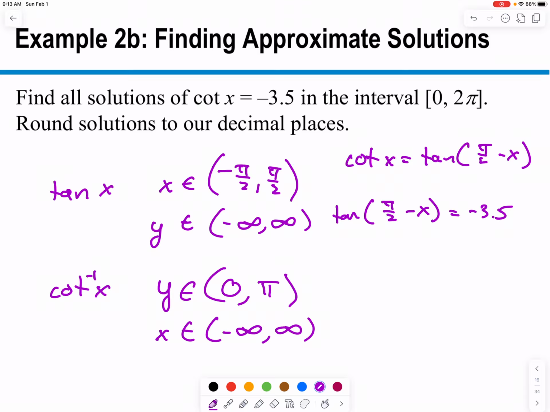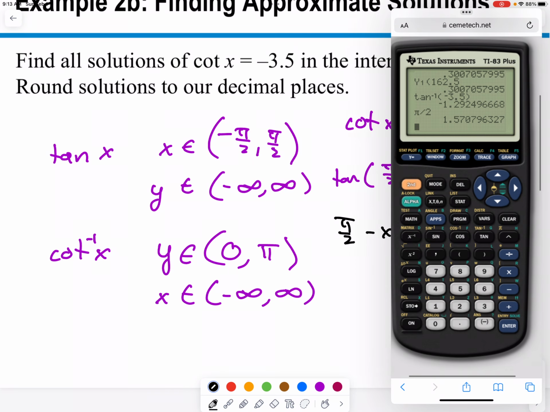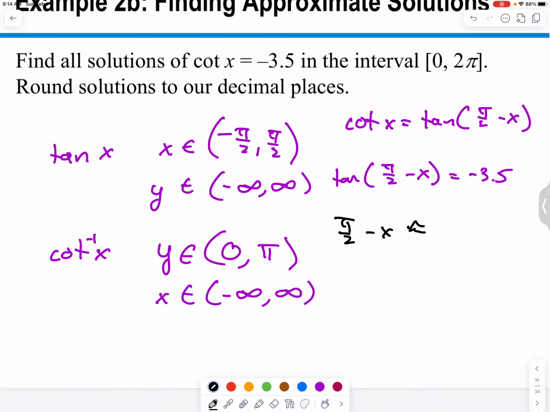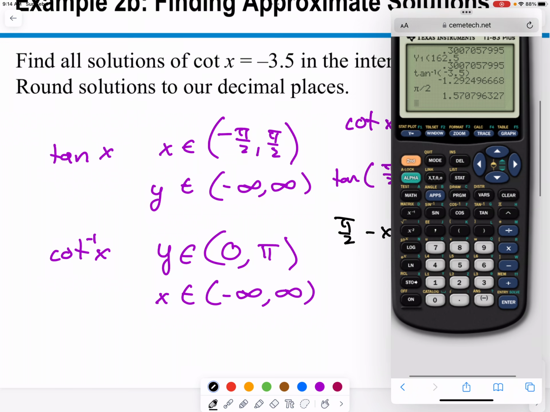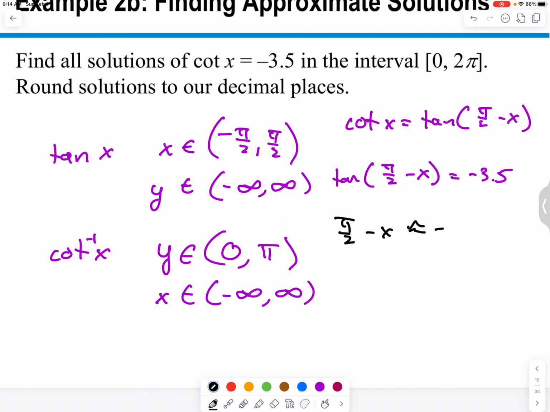Okay, so I'm getting pi over 2 minus x is approximately, it says, I think it's supposed to be a 4 decimal places, 5708. No. 2925. 2925 radians. Okay. Add and add.